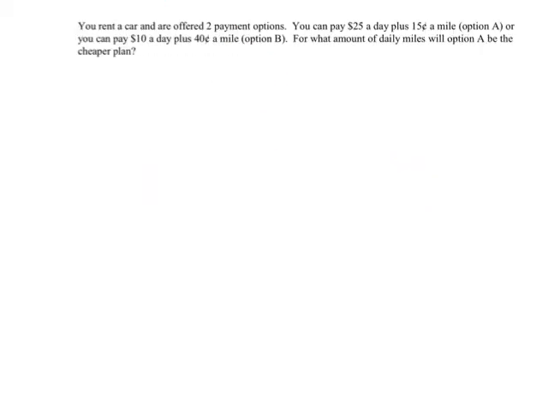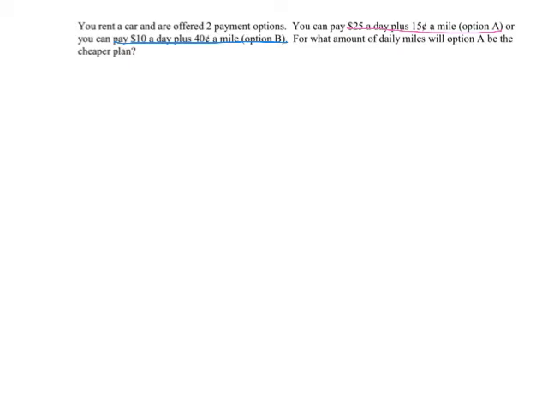All right, variables on both sides now. You rent a car and are offered 2 payment options. You can pay $25 a day plus 15 cents a mile, which is option A. Or you can pay $10 a day plus 40 cents a mile, which is option B. So we underline our 2 items. Okay, now we need to highlight.